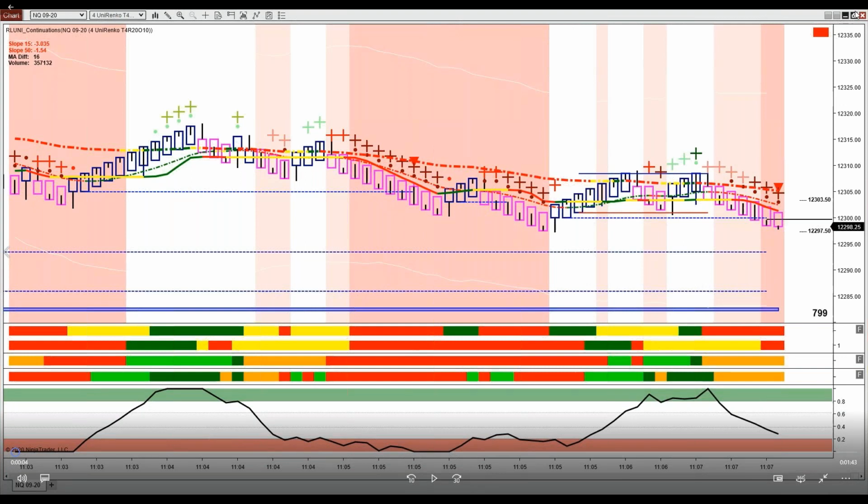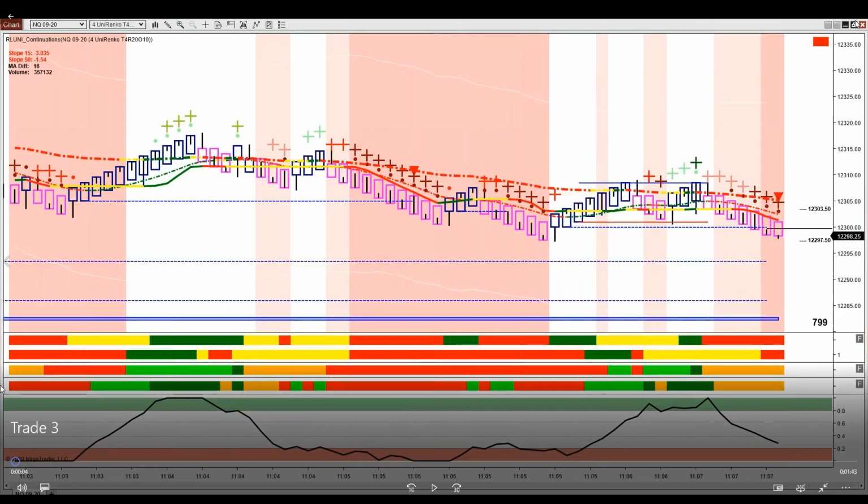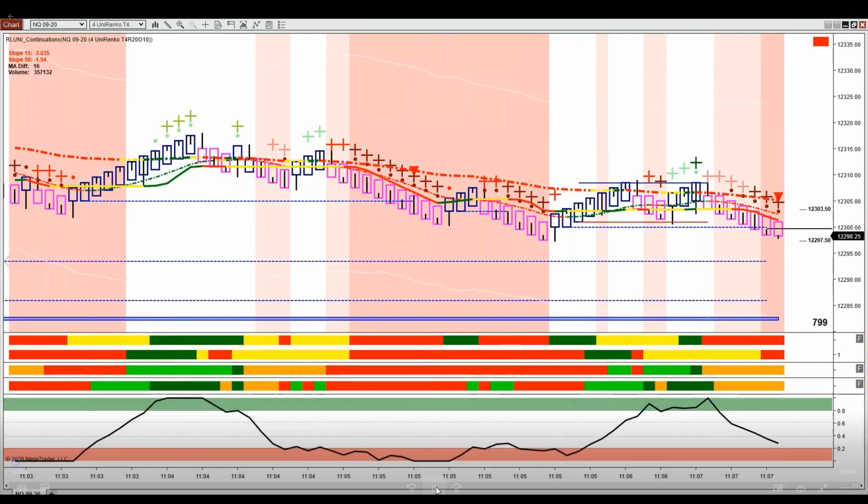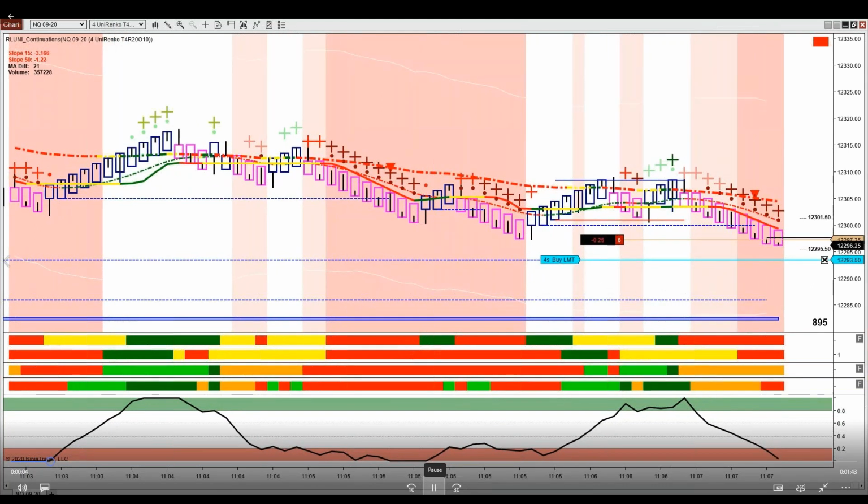I think the screen is shot. Let me just make sure. Here we go. You should be able to see it. And we're going to start the trade. And this one's moving a little slower.